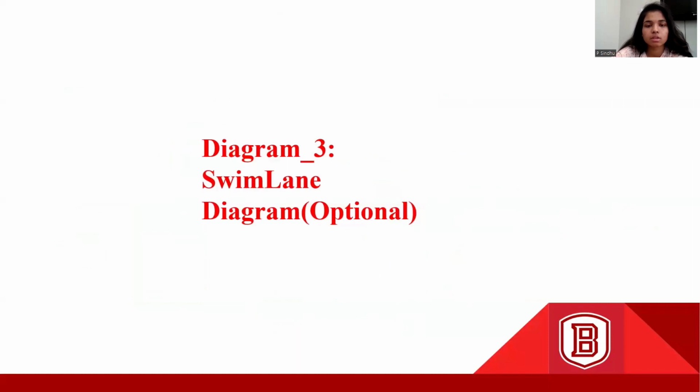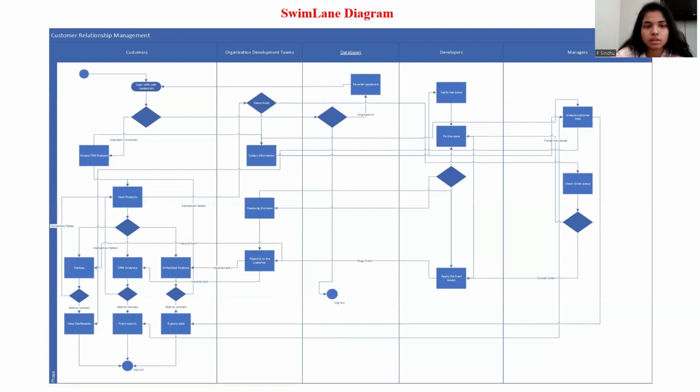And coming to the third one, it's the swim lane. A swim lane consists of a vertical line within a diagram where related activities are grouped together. Swim lanes are often represented by lines that divide the diagram into sections, with each section corresponding to a developer, a database, a database manager, organizational development teams, and so on. Here, workflows involving multiple participants or functional areas are shown, allowing for a clear visualization of responsibilities and interactions.